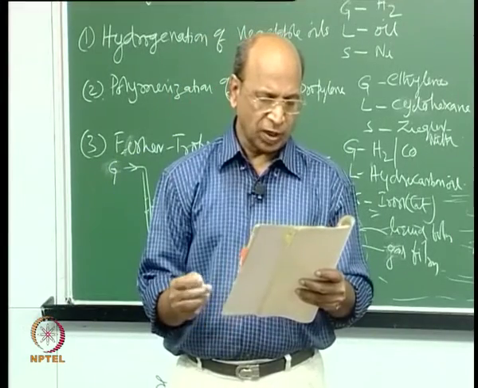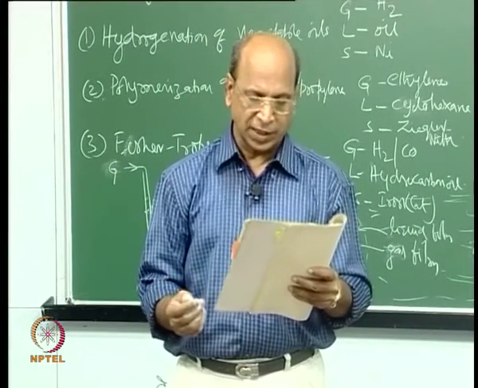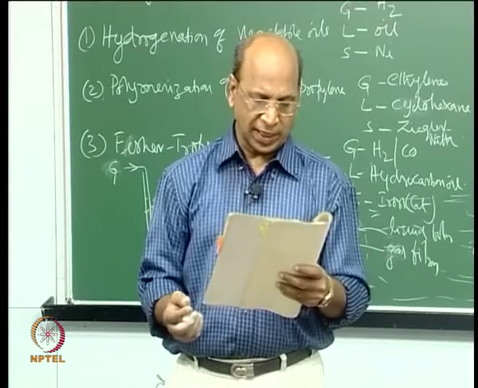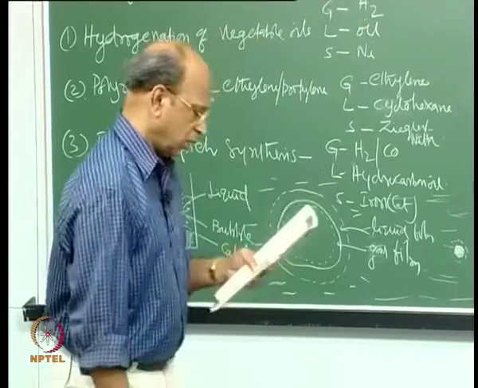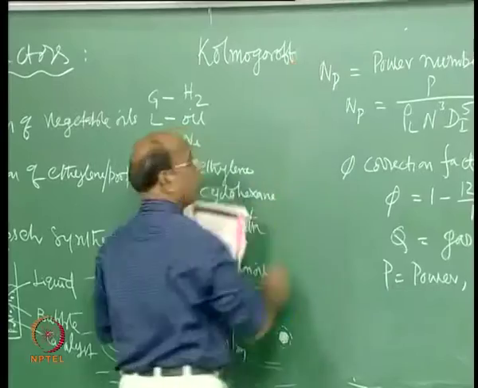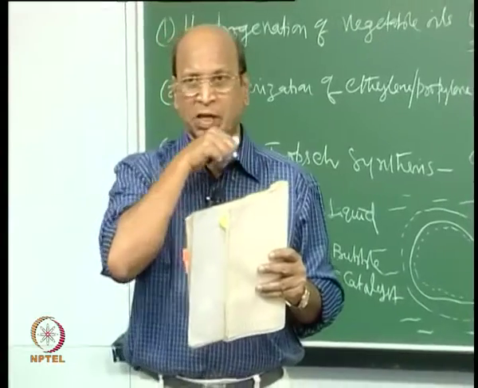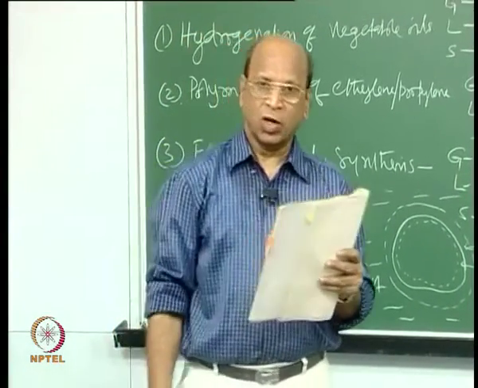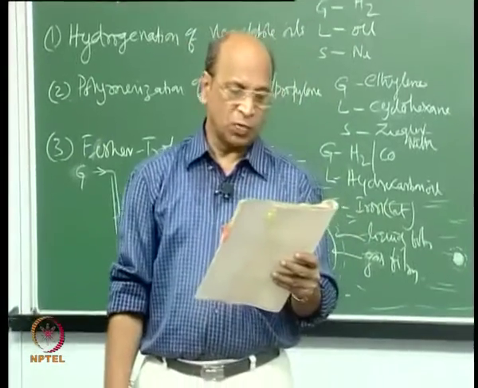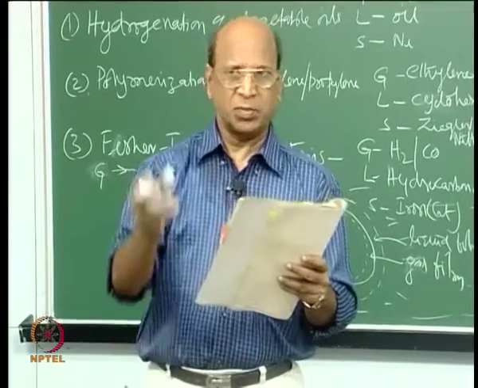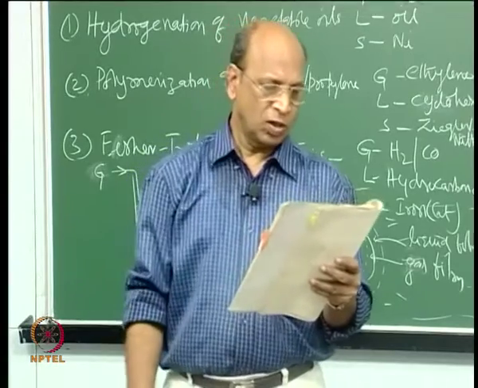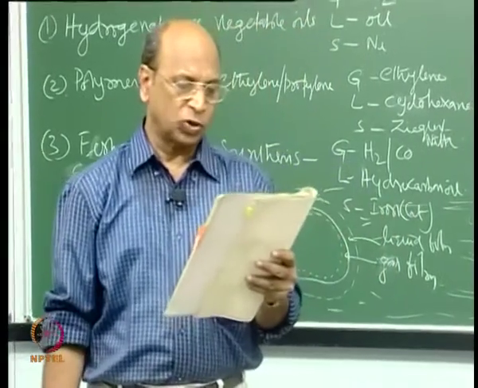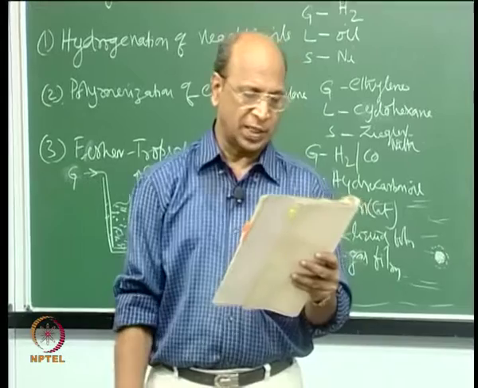The basis for correlating Kc as a function of agitation speed and particle size is based on, you have heard of this fellow's name, Kolmogorov. Transport phenomena or fluid mechanics people would have told you, turbulence. Kolmogorov's theory of isotropic turbulence. It would have come in other subjects also. Kolmogorov's theory of isotropic turbulence, that is the basis.